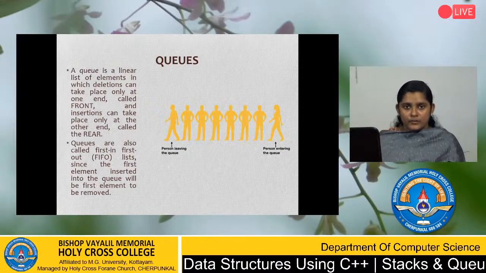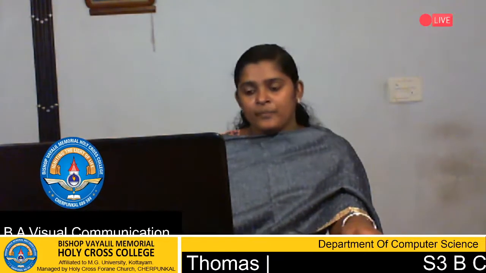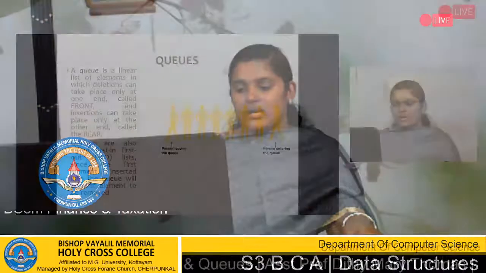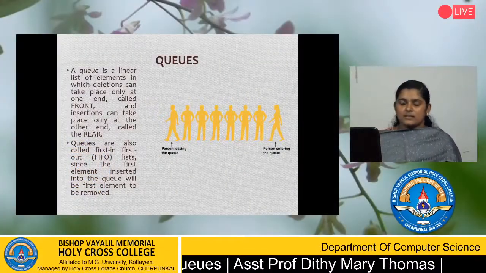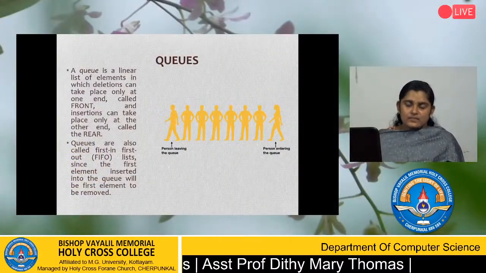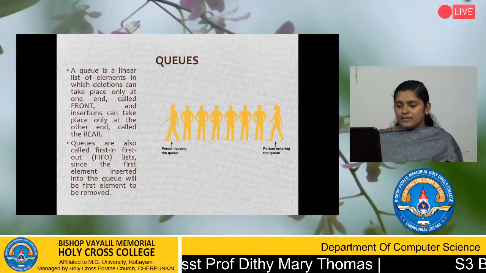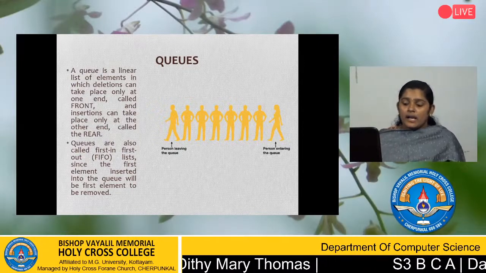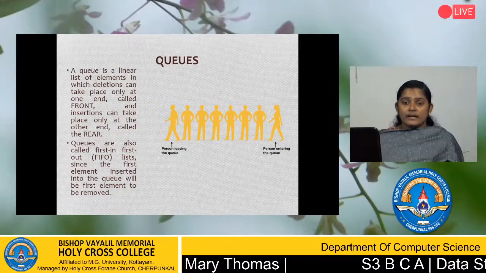But in the case of a queue, we have two values, the front value and the rear value. Here insertion takes place at the rear and deletion from the front end. Queues are also called first in first out lists. This follows the first in first out strategy. That means the element inserted into the queue first will be the first element to be removed.